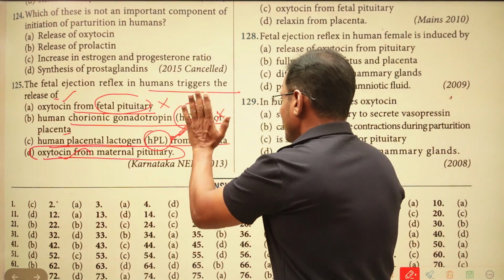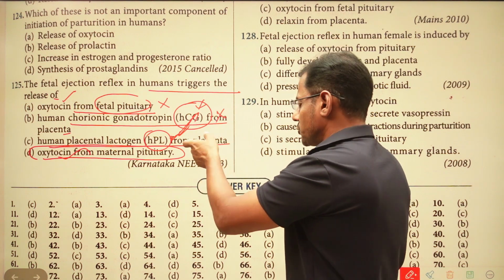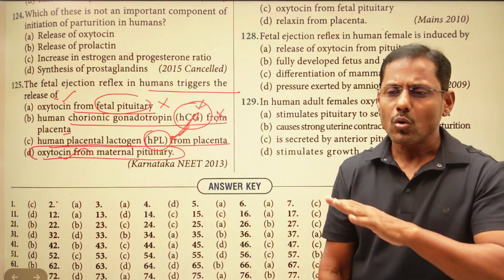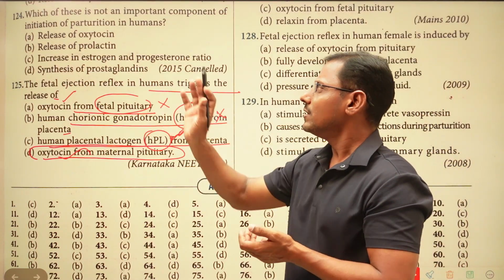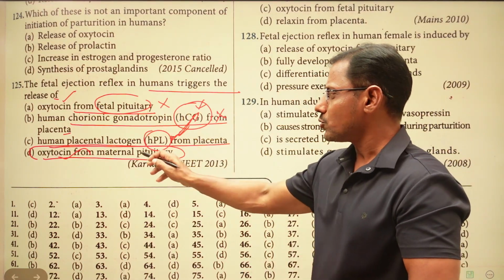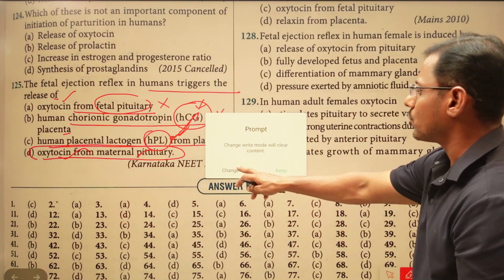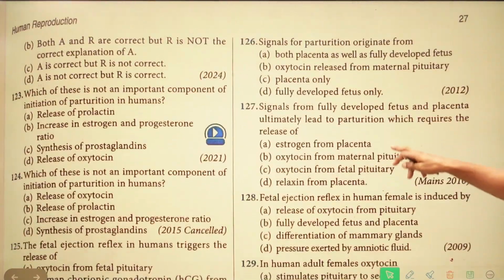So if a greater amount of HCG and HPL is present in the blood of the mother, there is no initiation of the parturition process. Oxytocin itself is going to initiate the parturition process, okay? And this was the question which was asked in 2013.